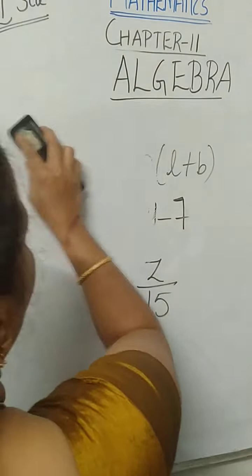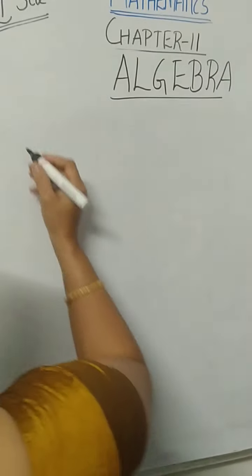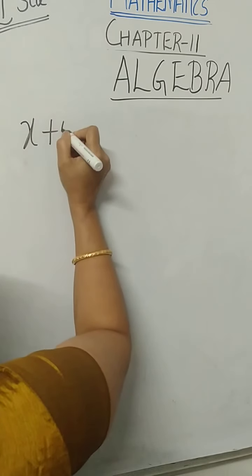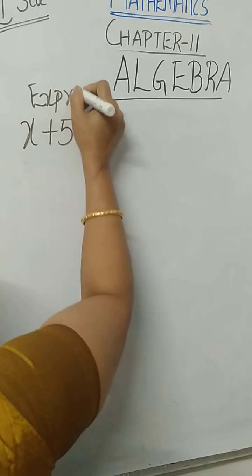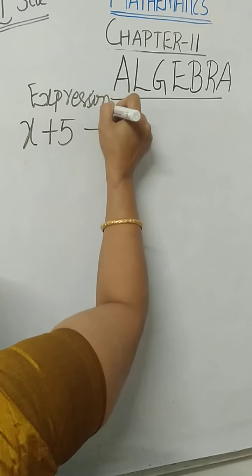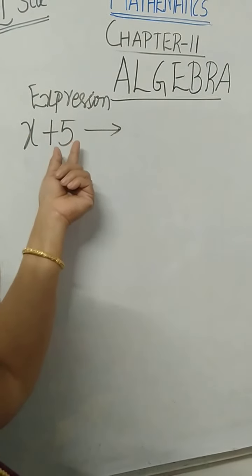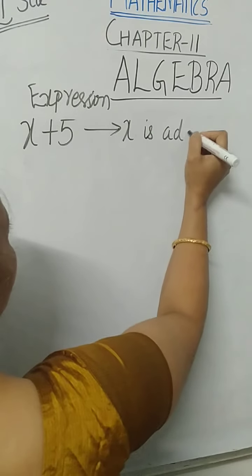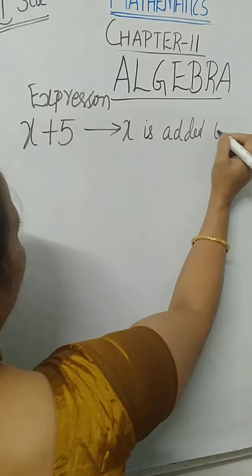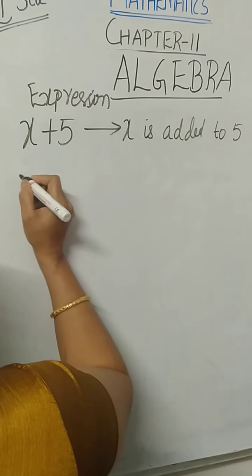For example, look now, x plus 5. How is it formed? This is an expression, is it or not? It is an expression. How is it formed? Can you tell how is it formed? X is added to 5. Or we can tell 5 is added to x. Isn't it or not? Now, look at another example I will give you.